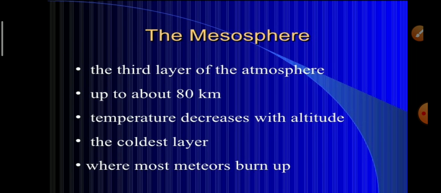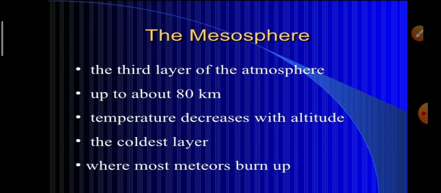Now mesosphere. Above the stratosphere is the layer known as mesosphere. It extends to the height of 80 kilometer. From the height of 50 kilometer above, the fall in temperature is again well marked until a temperature as low as minus 90 degrees recorded at 80 kilometer. So temperature decreases with altitude, and this is the coldest layer of the atmosphere.